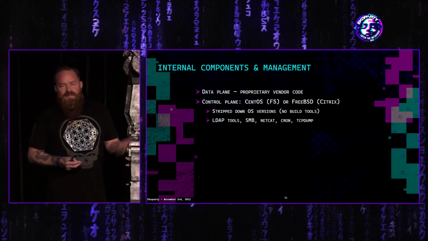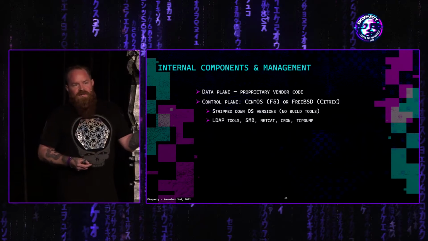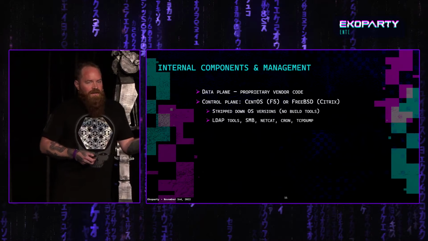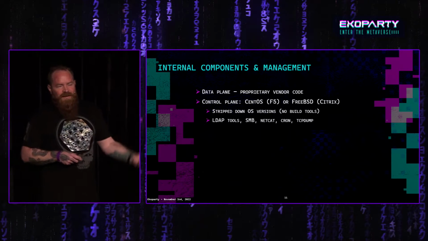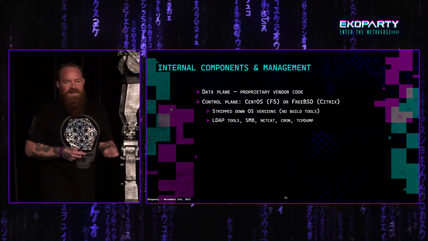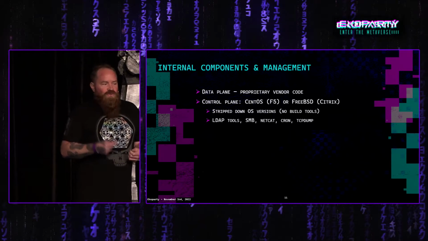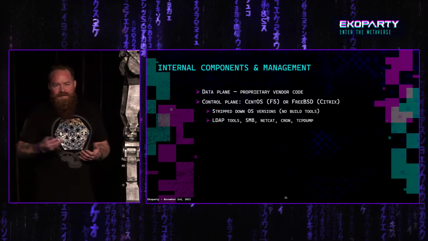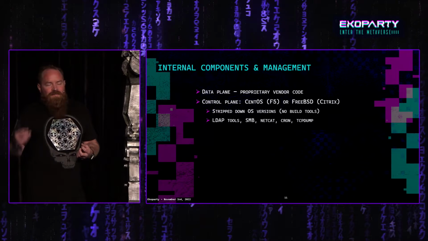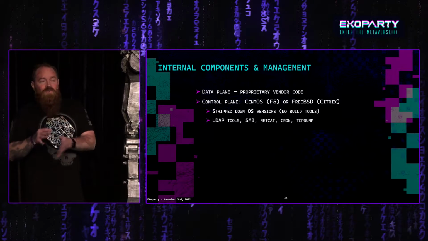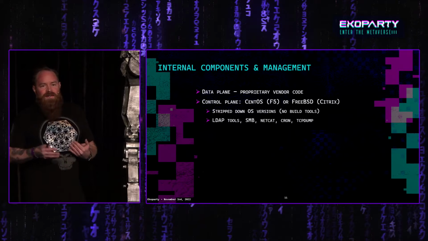And the control plane is literally a Linux or a BSD operating system. It's stripped down, like they take all the compilers out, they take out Python 3, so all the fun tools like Impacket and Responder don't work. But they do have some stuff like LDAP tools, SMB, cron, tcpdump, netcat, some of the standard command line stuff, but it's more than a BusyBox installation you'll find on an IoT router, right?